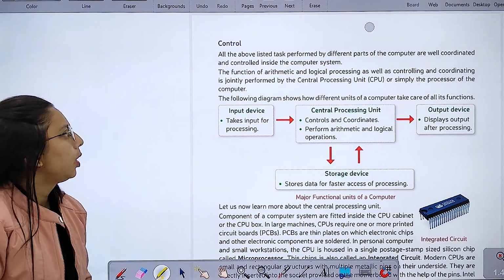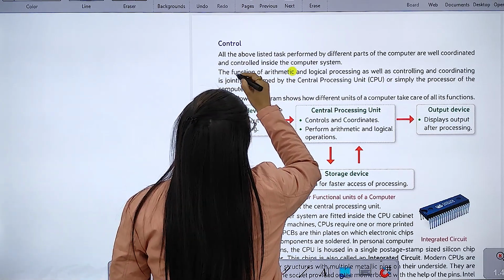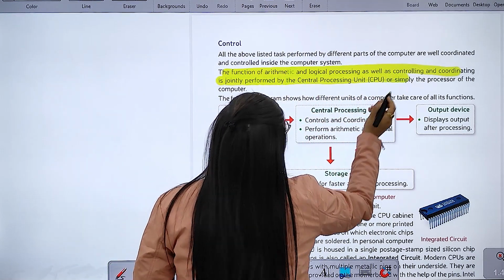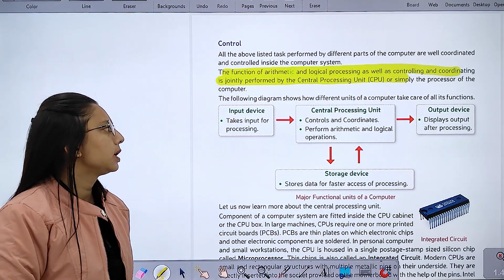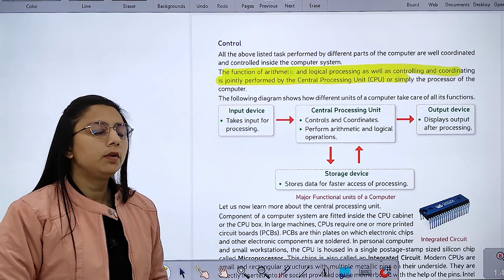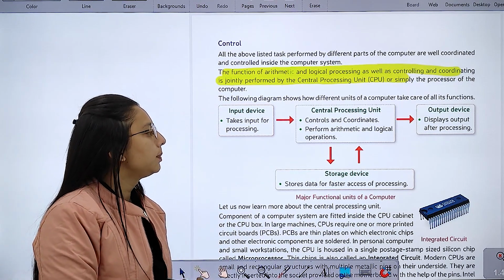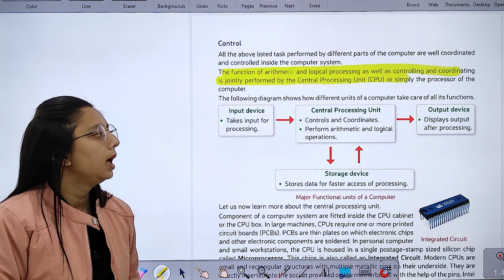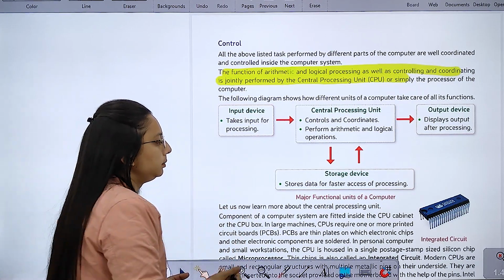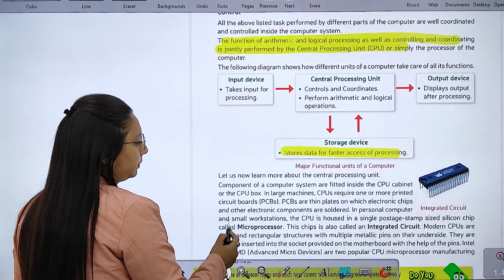Next is control. All the above listed tasks are performed in different parts. The function of arithmetic and logic processing as well as controlling and coordinating is jointly performed by the CPU or simply the processor of the computer. Input device takes input for processing. Then we have the central processing unit, which controls and coordinates and performs arithmetic and logical operations. Then we have output device, it gives us the output after processing. Storage device stores data for faster access of processing.